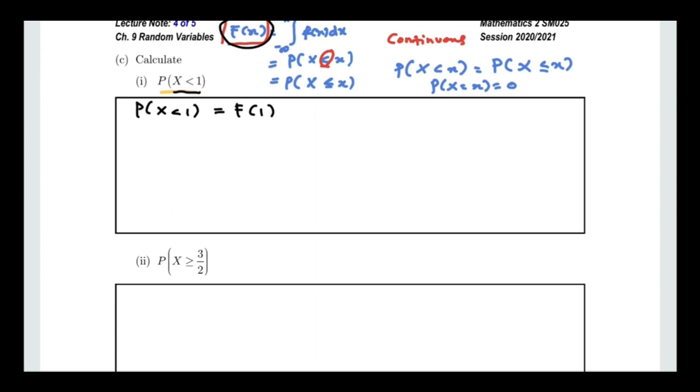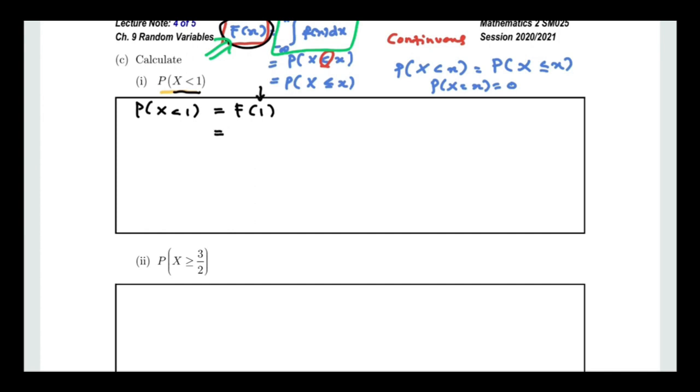If you are going to use the PDF, you need to integrate. If you don't have the CDF and only have the PDF, you have to use that kind of method. But now we already have the function F(x), so in a shorter way, we use this rather than integrate. So how are we going to find F(1)? We substitute x equals 1 into the correct function.